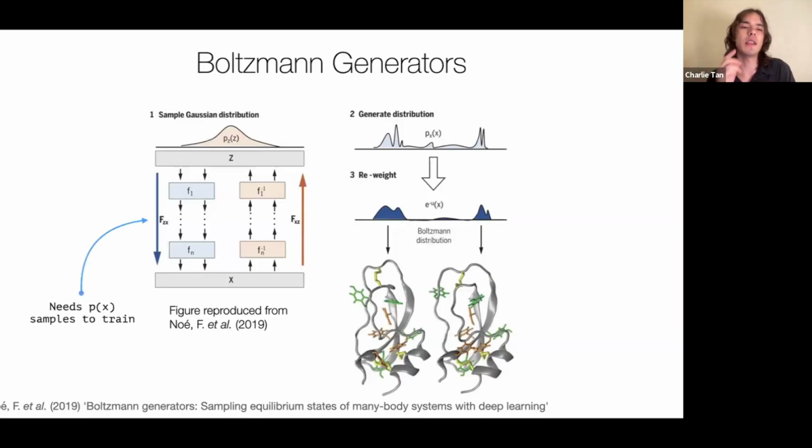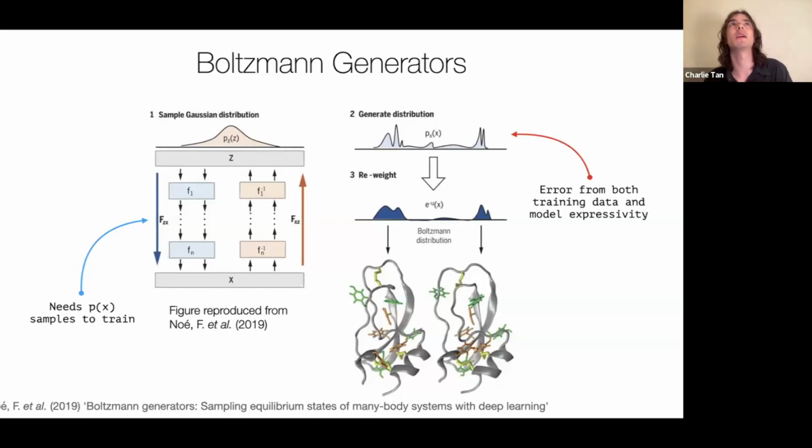Things to note is that actually in the Boltzmann generator, you need samples P of x to train the proposal itself. In the original formulation, this would have been a molecular dynamics trajectory. Also, the error in the proposal can arise both from bias in the training data of your generative model, so perhaps one mode is overrepresented, or it can arise from model expressivity issues, of the model actually not being able to model the distribution well enough.